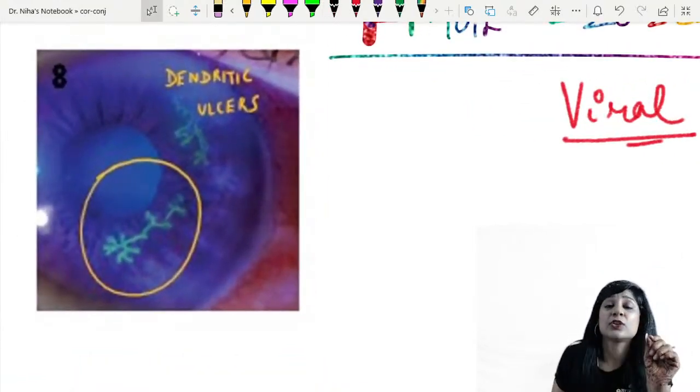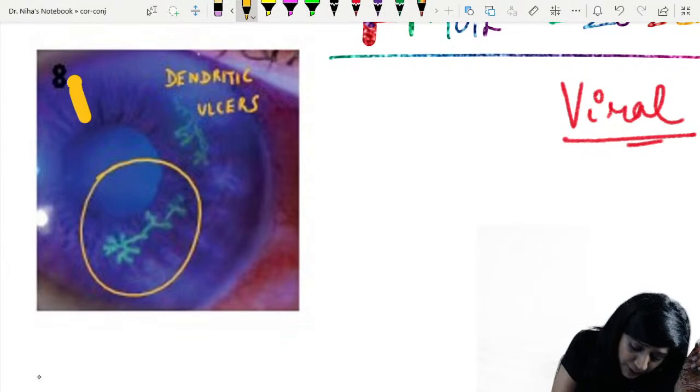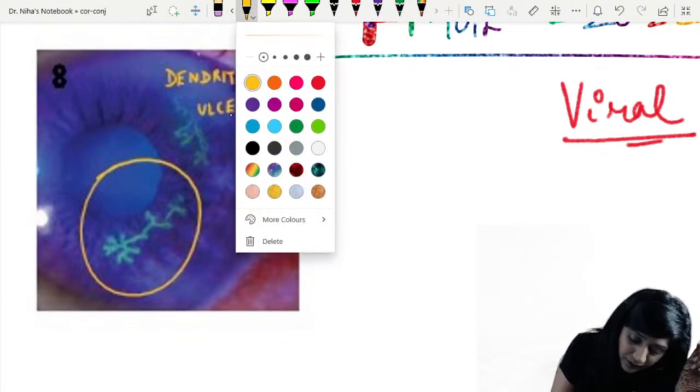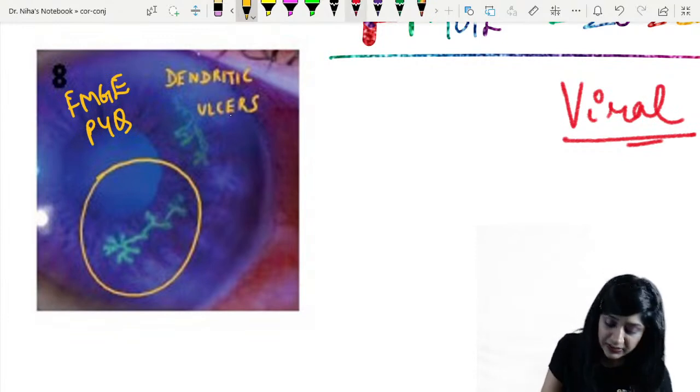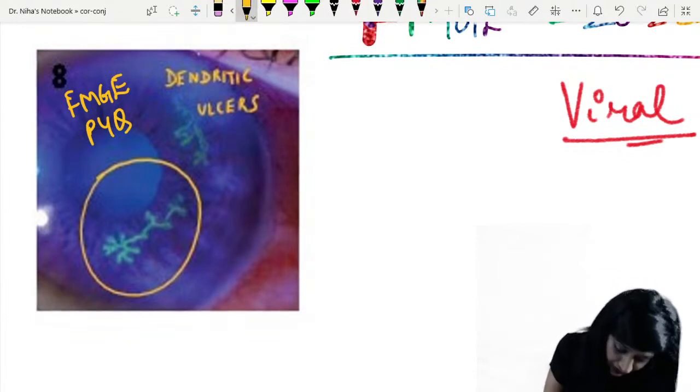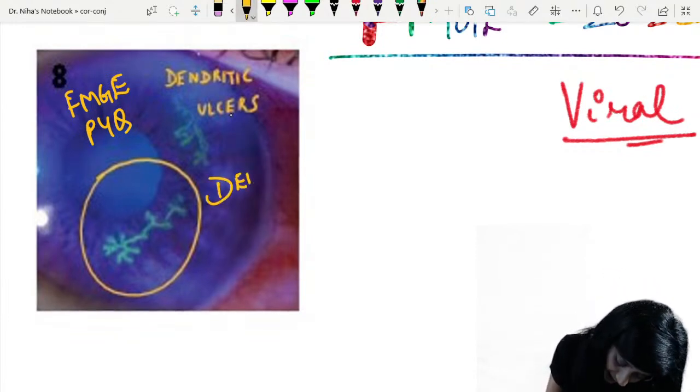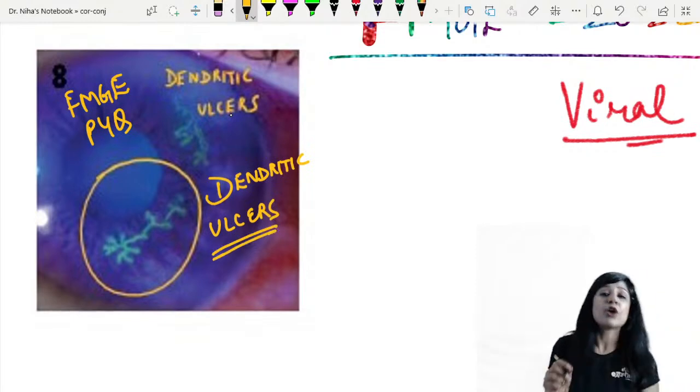This has come in your exam so many times. So this is your PYQ. Oh, I have kept a lot of zoom. This is your FMGE PYQ. Very, very important. This is the typical dendritic ulcer. Dendritic ulcers, very, very important characteristic of herpes simplex.